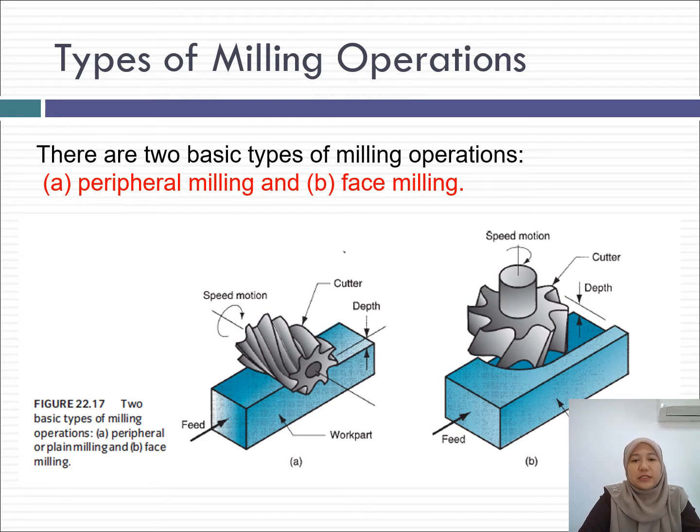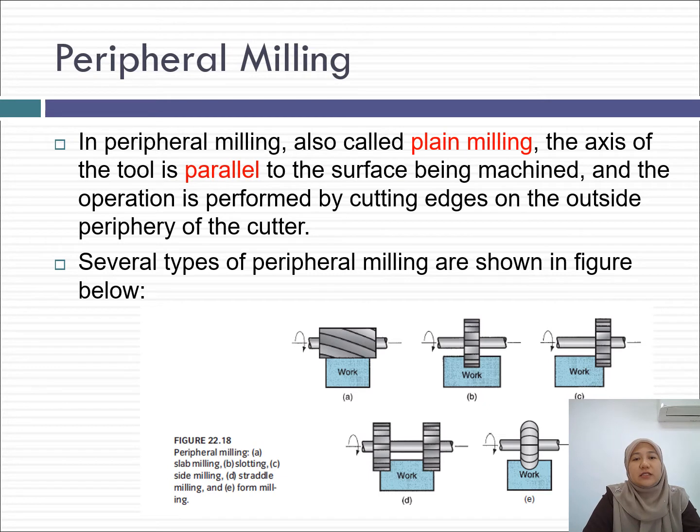In peripheral milling, the cutting tool is rotating in the horizontal position. However, in B, face milling, the cutting tool is rotating in the vertical position. In peripheral milling, also called plane milling, the axis of the tool is parallel to the surface being machined and the operation is performed by cutting edges on the outside periphery of the cutter. You can see in the picture that it is parallel to the surface being machined.